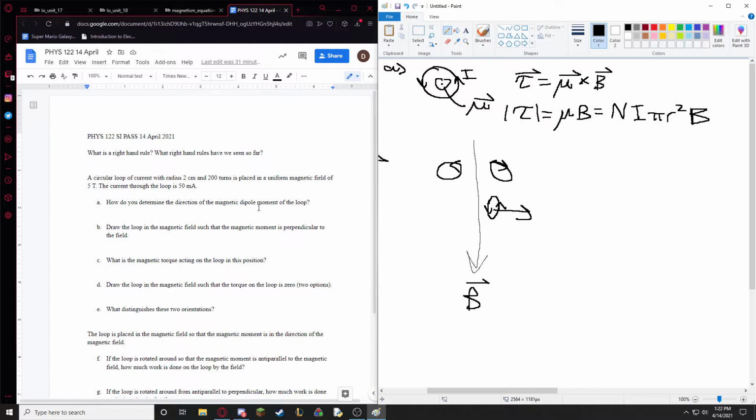And now, what would be the direction of our torque? Let's say for this example where our magnetic moment is to the right.